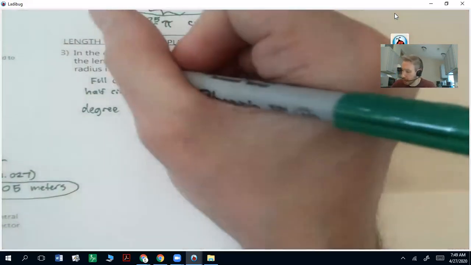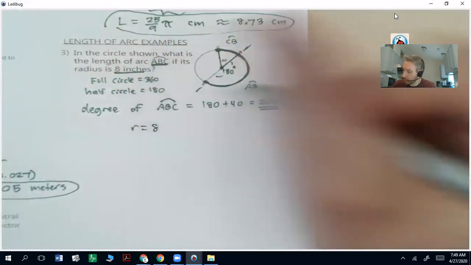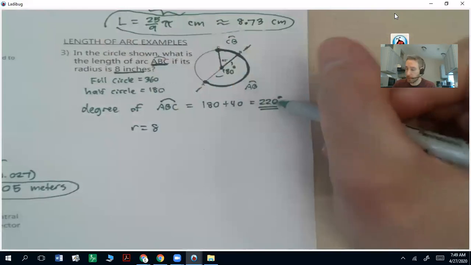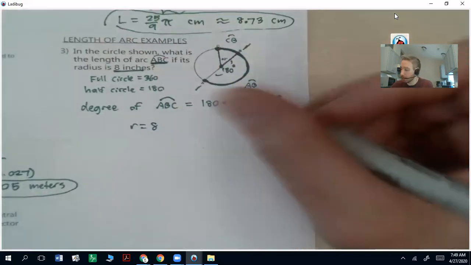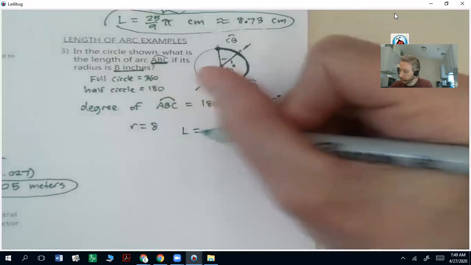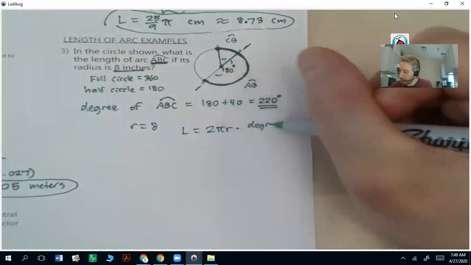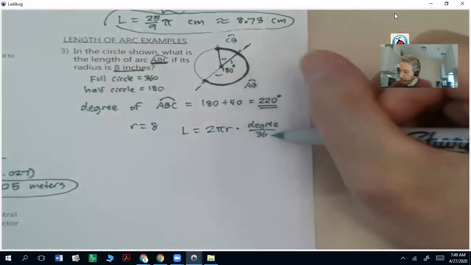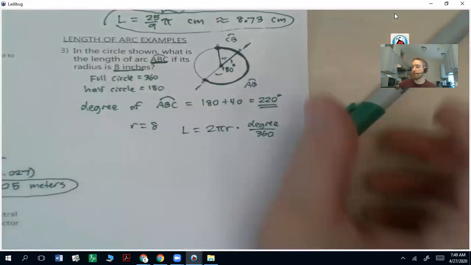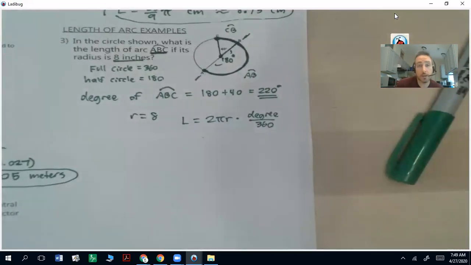It also gives you a radius of 8 inches. So r is going to be 8, and the degree is going to be 220. So we'll use our formula, 2 pi r times degree over 360. And you go ahead and plug those in. Get your answer in 2 forms, in terms of pi and as a decimal. Pause the video and I'll wait, or you can wait after you finish it up, and then you can click on pause and check my answer.